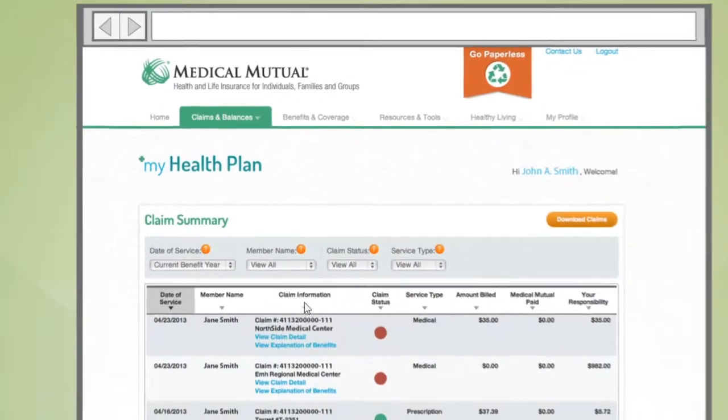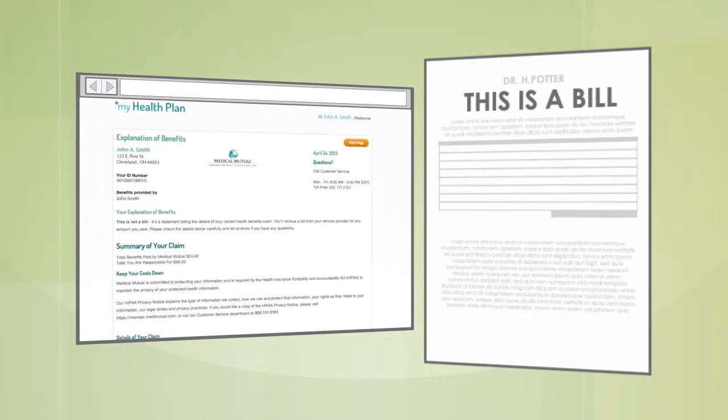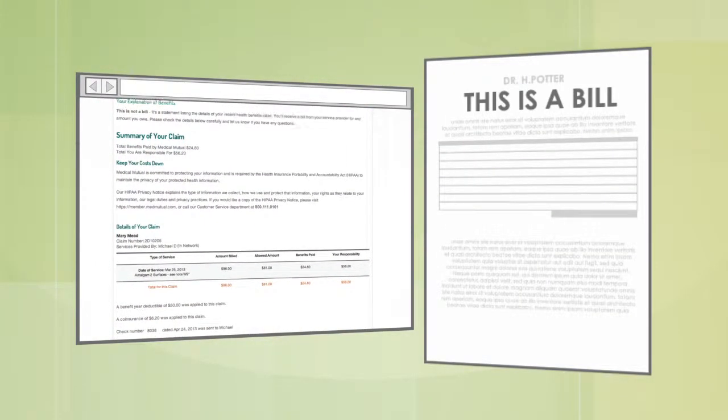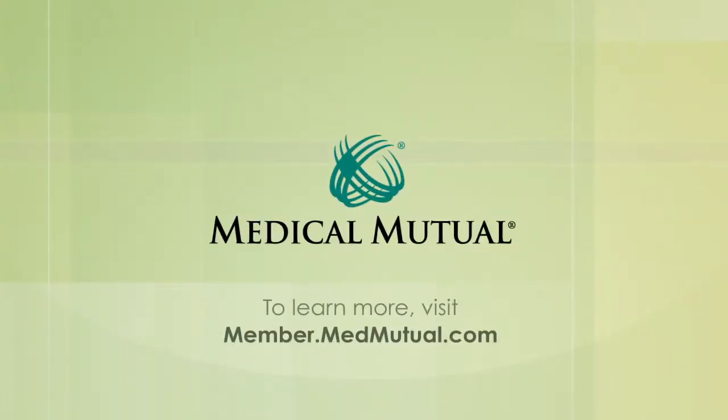You should always review your EOB carefully. You may want to check it against the bill from your provider to be sure you don't overpay. If you ever have questions about what an EOB is or what's on your EOB, please call Medical Mutual's customer care specialists at the number listed on your ID card.